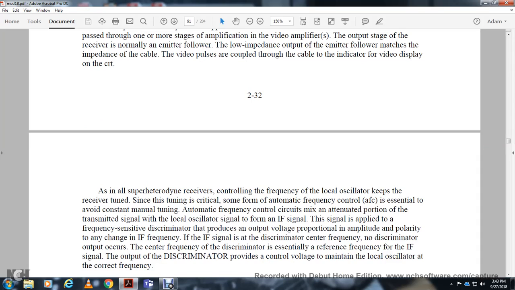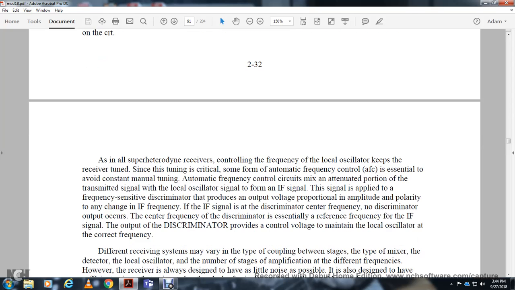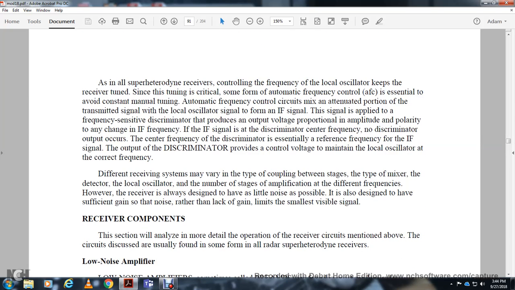In all superheterodyne receivers, control of the local oscillator frequency keeps the receiver tuned, and the tuning is critical. This takes the form of automatic frequency control, which is essential to avoid constant manual tuning. In the AFC circuit, a portion of the transmitted signal is mixed with the local oscillator signal to form the intermediate frequency signal, which is applied to the discriminator. The discriminator produces an output voltage proportional in amplitude, with polarity changing as the intermediate frequency moves above or below the discriminator central frequency. This control voltage maintains the local oscillator at the correct frequency.